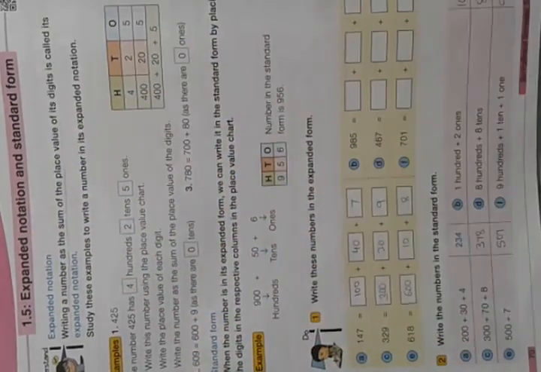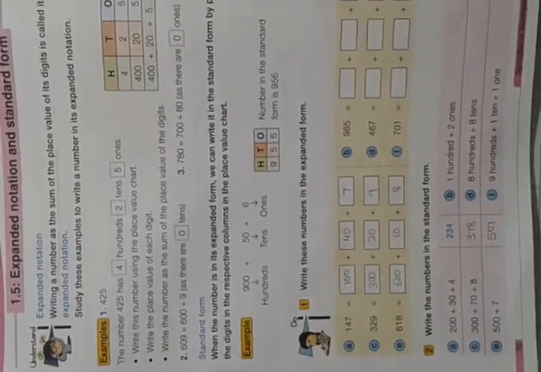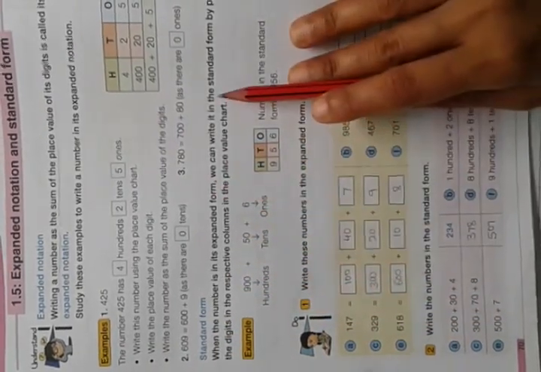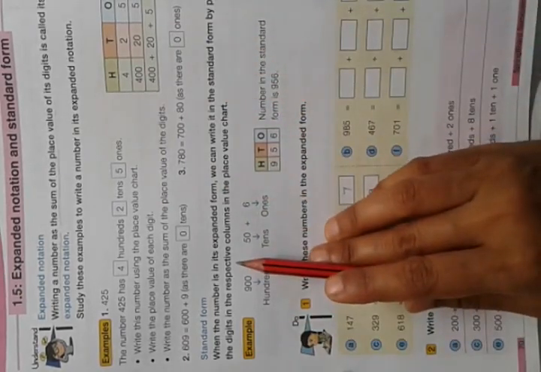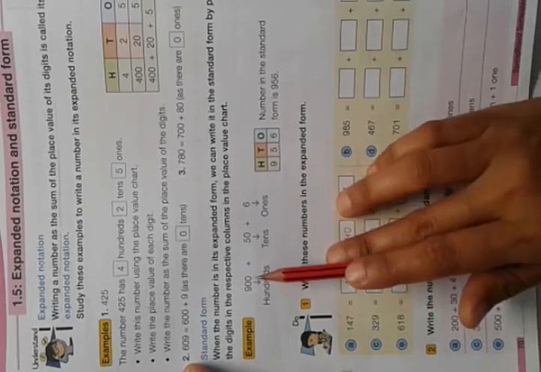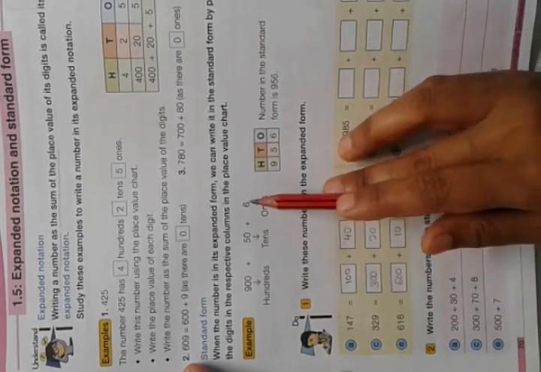Now they have given expanded notation, and we have to write it in standard form. When the number is in its expanded form, we can write it in standard form by placing the digits in the respective columns in a place value chart. Like this, 9 hundreds, 5 tens, 6 ones.